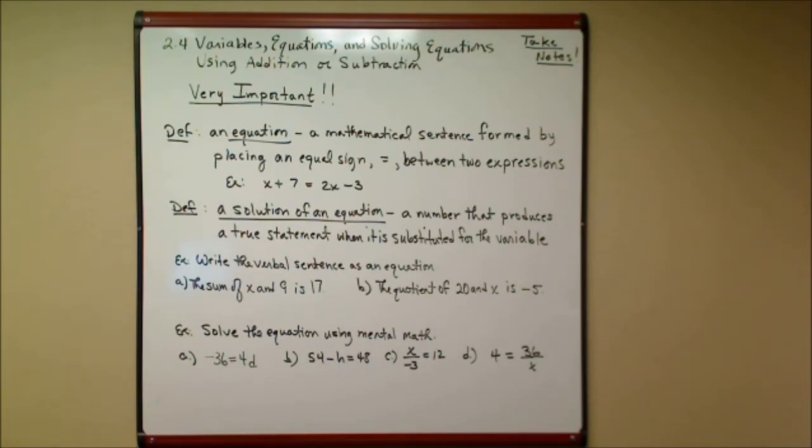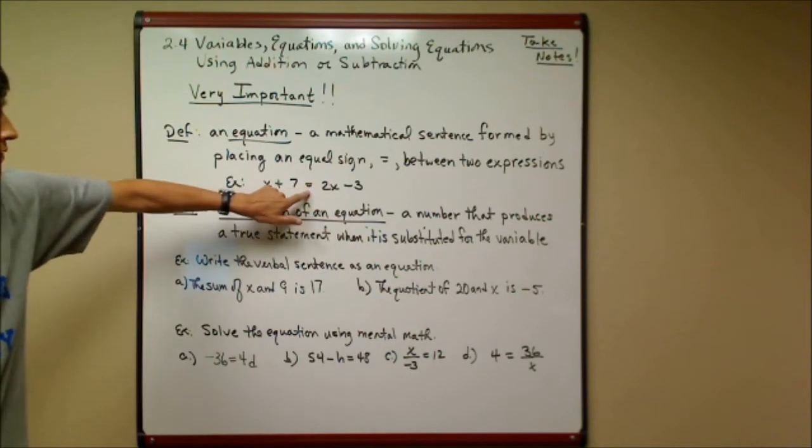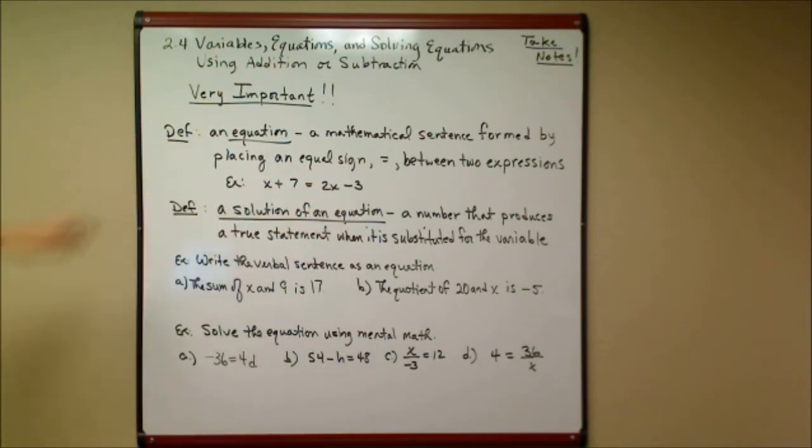All right, first things first. Definition. A basic definition of an equation is a mathematical sentence formed by placing an equal sign between two expressions, as you can see here with the example. Here's an expression, I have an equal sign in between. That's considered an equation. There are numerical equations like 5 plus 2 equals 7, but this one has the variable. We're looking at variable equations here, and then we're also looking to be able to solve these kinds of equations.